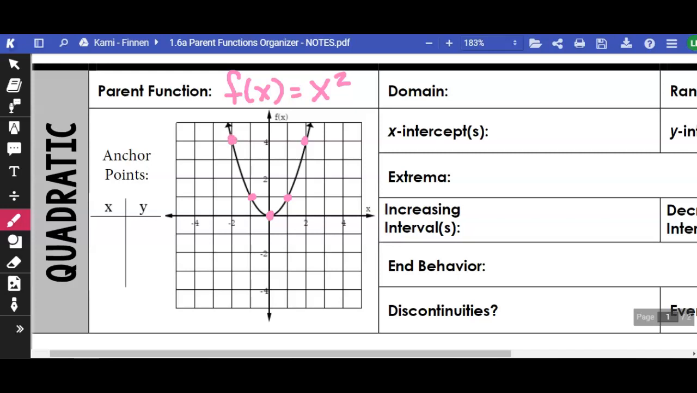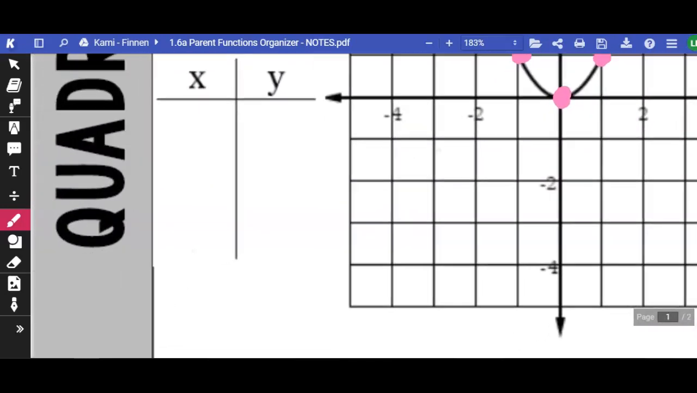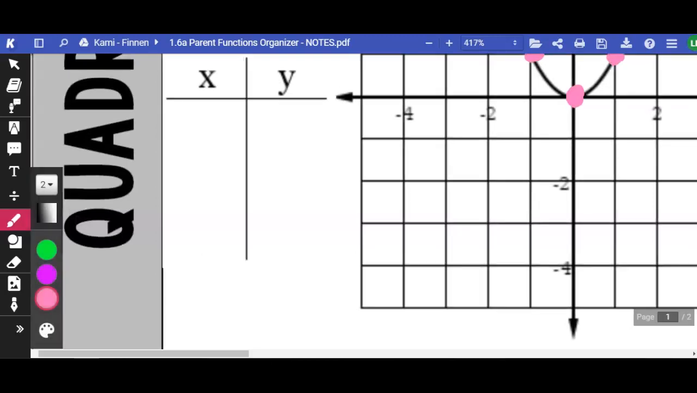Okay. So I'm going to zoom in so I can write these, and maybe I can actually make them fit. If we need to extend that line, because I didn't make it long enough, I know I didn't. So my 5 points, there's 5 on this one. It's negative 2, 4, negative 1, 1, 0, 0, 1, 1, and 2, 4. Okay, so those are my 5 anchor points.